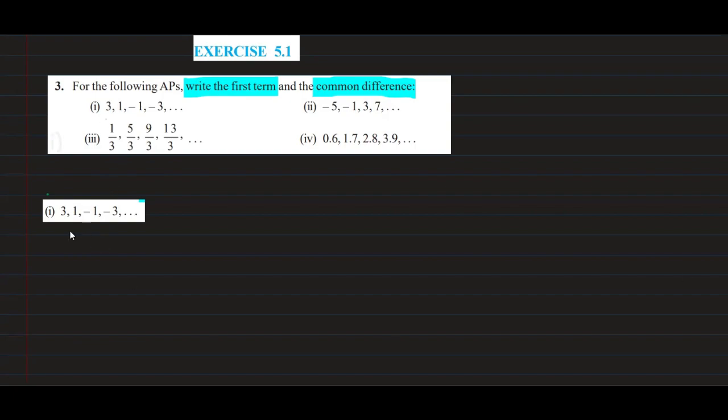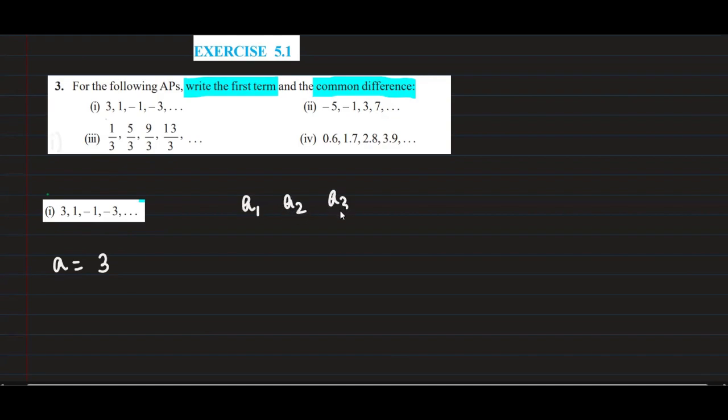So the first question series is 3, 1, minus 1, minus 3. Now you should find what is the first term. So first term is denoted by A. So A is equal to 3. Now how to find D? Now I'll just write like this. A1, A2, A3, A4 and so on. The series goes like this. So here it starts with 3, then second term 1, then minus 1, then minus 3.